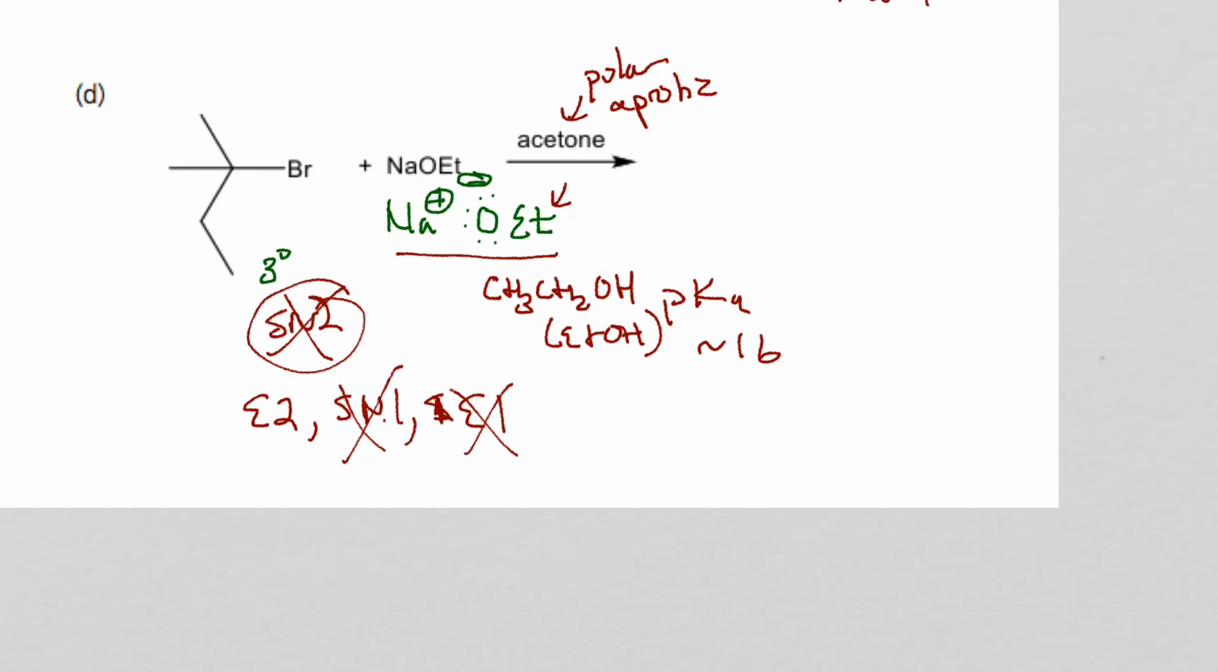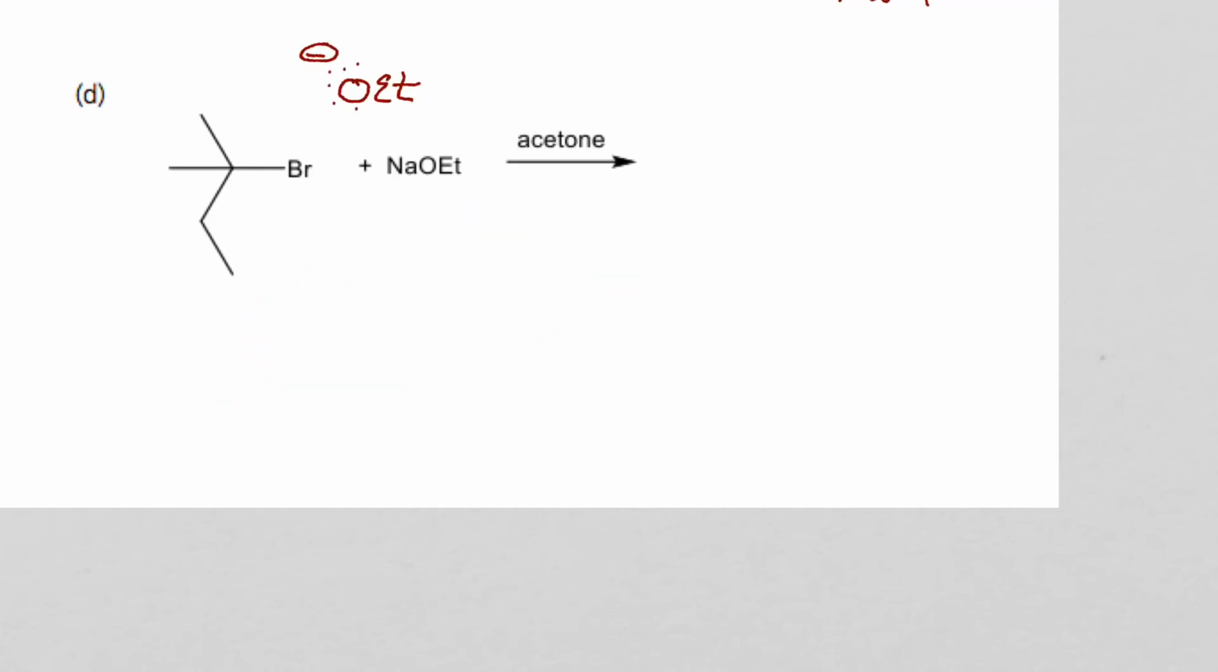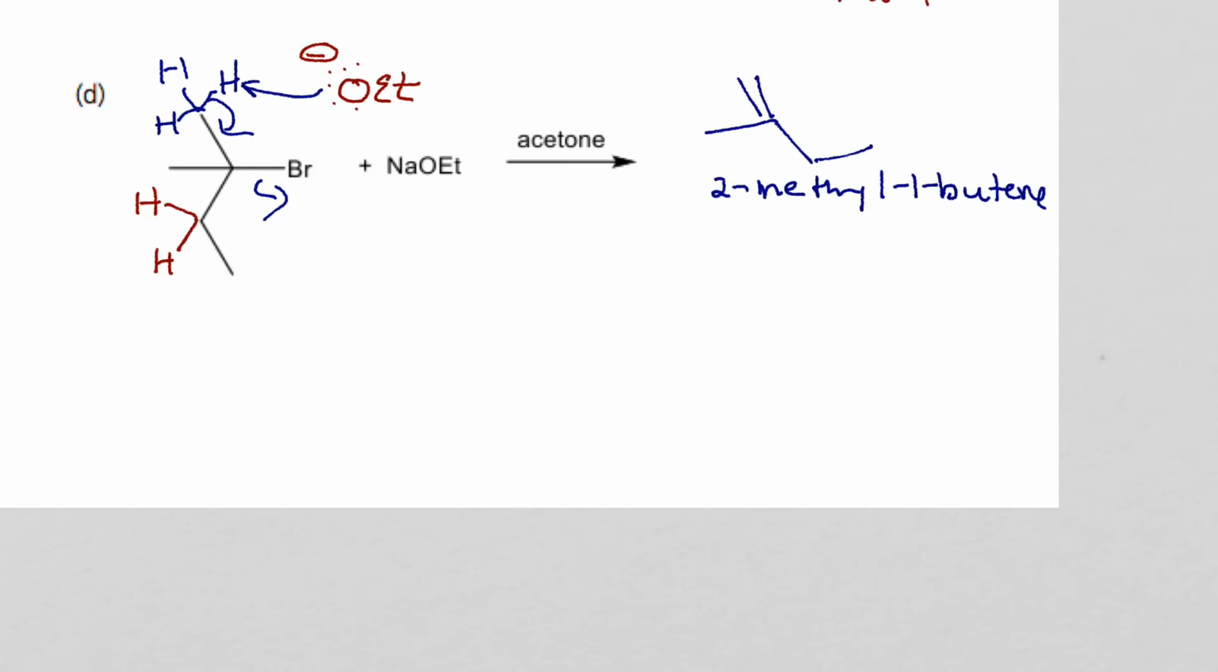Okay, so now that we know this is likely to be an E2 reaction, let's erase some of this stuff and draw the mechanism. Okay, there's our strong base, and let's look and see where the beta hydrogens are in this molecule. There's one set of beta hydrogens, and there's another set of beta hydrogens. So we have the possibility of two different products here. If we remove the beta hydrogens in blue, that's going to give us this compound, which is 2-methyl-1-butene.